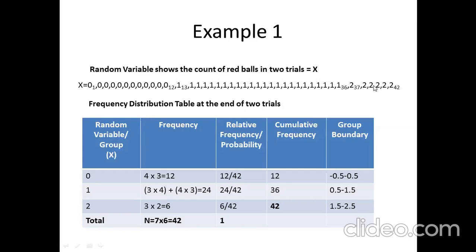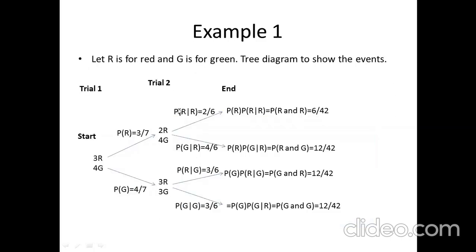A much better way to represent this data set is with the help of the frequency distribution table, and this is shown over here. We can have three group values, 0, 1, and 2. The frequency of 0 would be 4 into 3, that is 12. The frequency of 1 would be 3 into 4, 12, plus 4 into 3, 12, that is 24. The reason we have just discussed from the probability tree diagram. And the frequency of 2 would be 6 from 3 into 2, right? So these are the frequencies that we just discussed, from the products of red and red, red and green, green and red, and green balls.